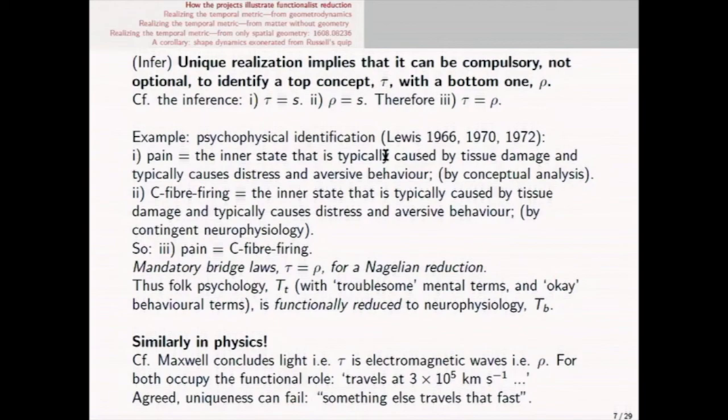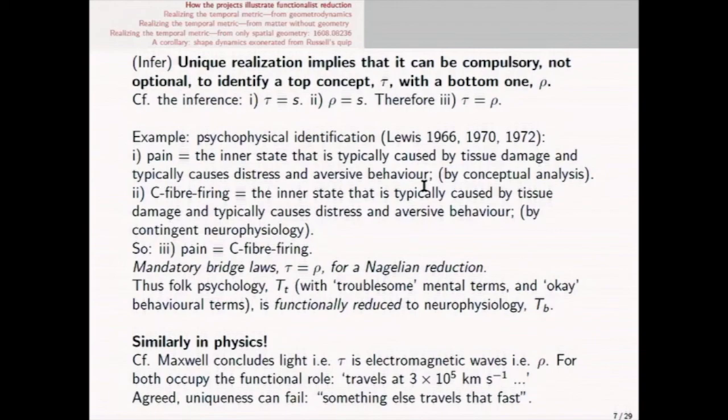And this is a reduction, a compulsory reduction. So the standard example is psychophysical identification, mainly by Lewis in all these papers, at least how we follow that study. You start with pain, and you specify it as the inner state that is typically caused by tissue damage and typically causes distress and so on. You can have many other terms to the right-hand side of that equation if you'd like.